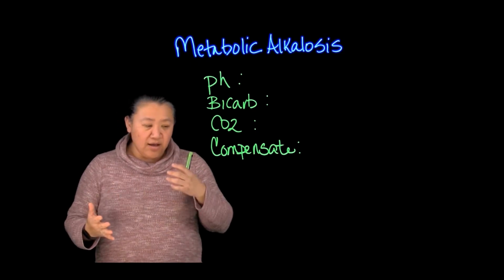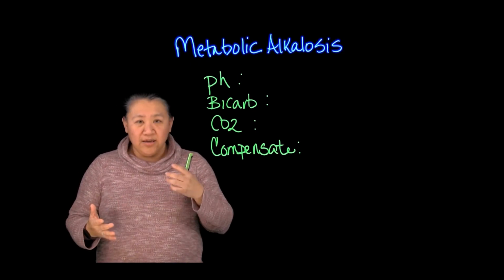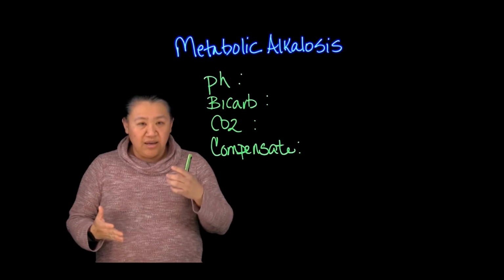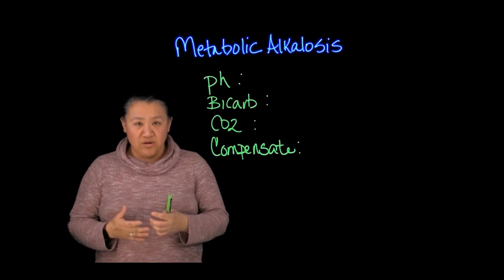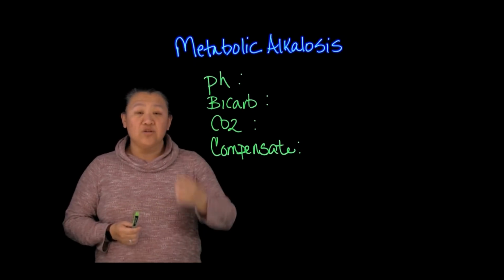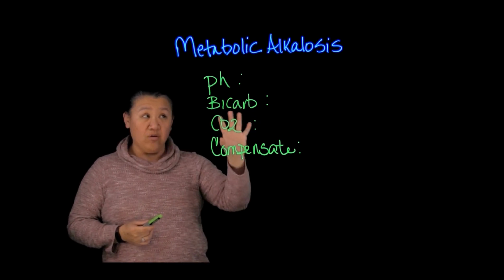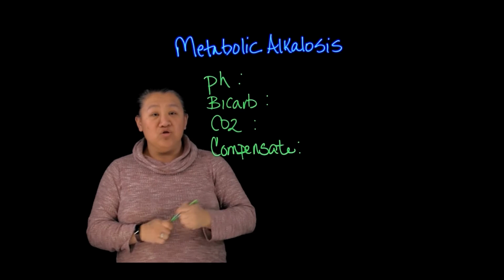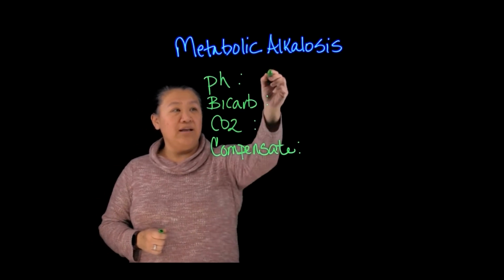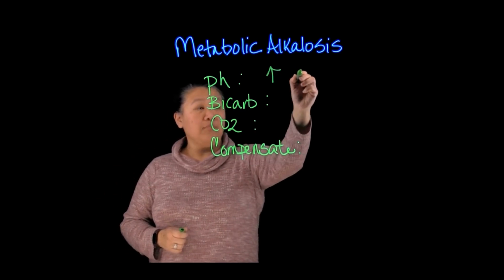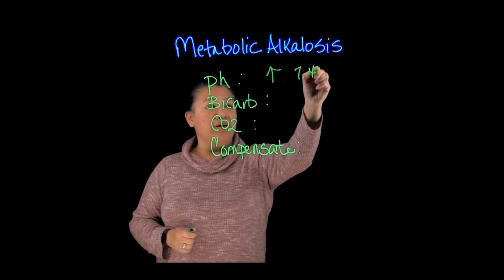So something like prolonged vomiting, diuretic use, antacid use, or gastric suction, okay? Things where you're actually losing acid, because now we're not acidotic, you're alkalotic, which means your pH is up or down, okay? Usually up, probably greater than 7.45.